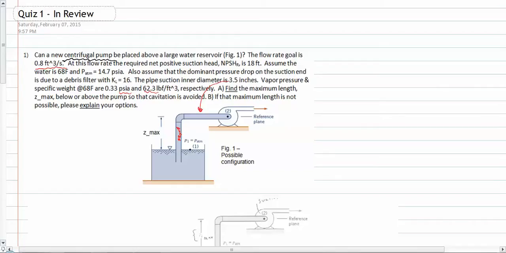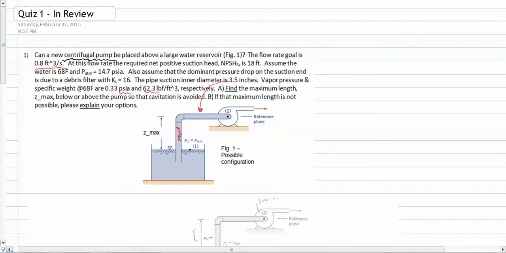So what we're going to do is look for the maximum length, Z max, below or above the pump so that cavitation is avoided. If the maximum length is not possible, we're asked to explain our options. So let's attack it. First, think visually about this pump, and think also that most pumps require some elevation head of a reservoir above a pump. So this is sort of an awkward configuration right now, just from a practical perspective. So let's think it through.